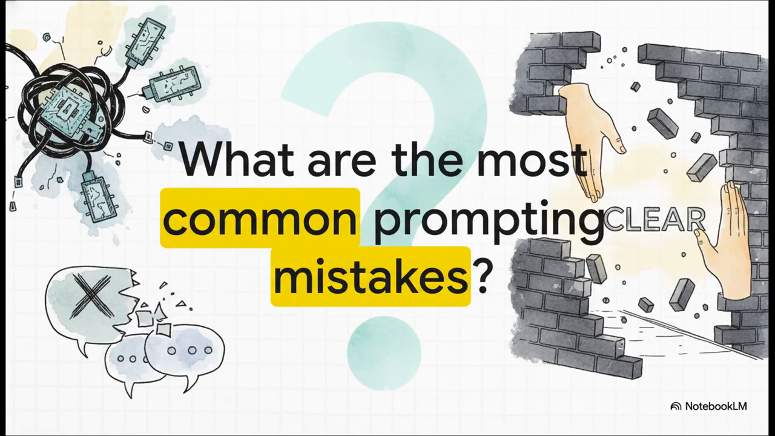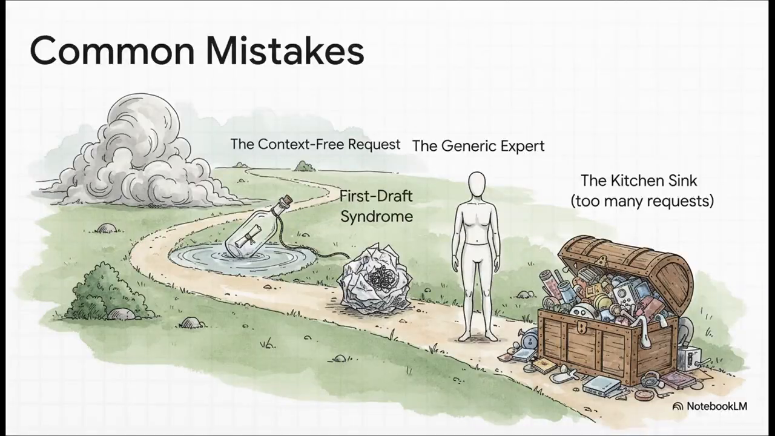Okay, so now that we know what to do, let's quickly flip this around for a second. Because honestly, recognizing the common pitfalls is one of the fastest ways to get better. So what are the big mistakes that the CLEAR method helps us avoid? Here they are, the most common traps. The vague ask, the context-free request, what the author calls first draft syndrome, using a generic expert role, and finally, the kitchen sink approach, where you just ask for way too much all at once. Every single one of these mistakes is directly solved by one of the steps in the CLEAR framework.